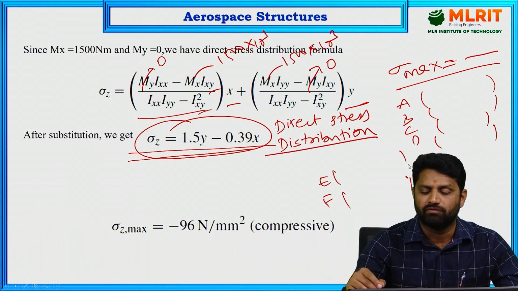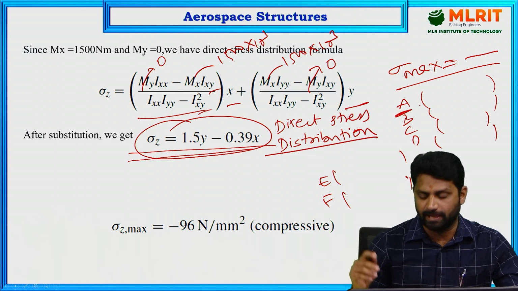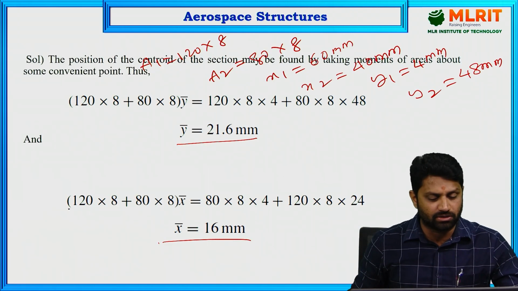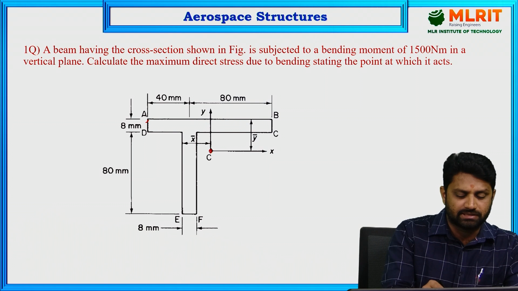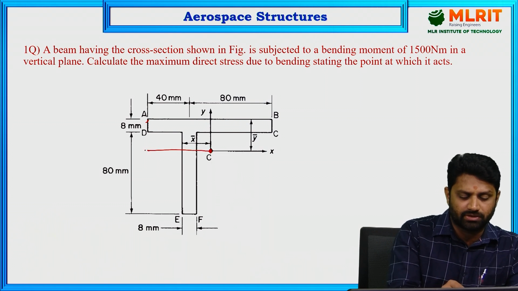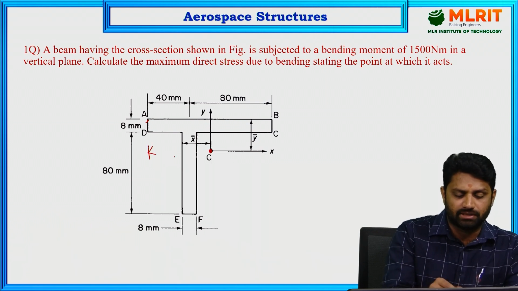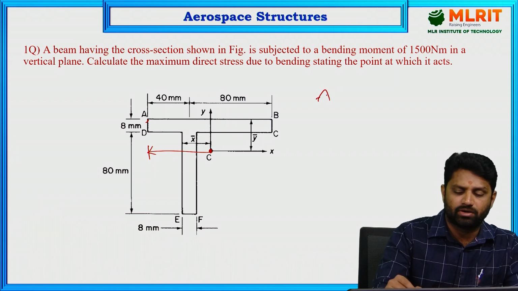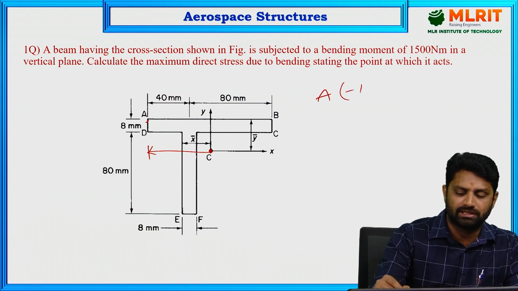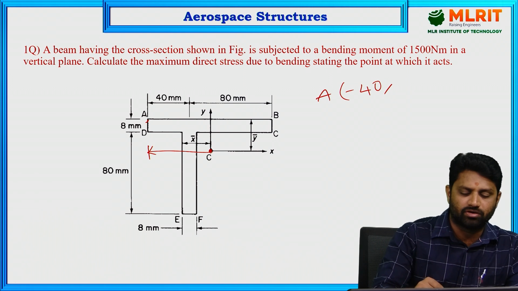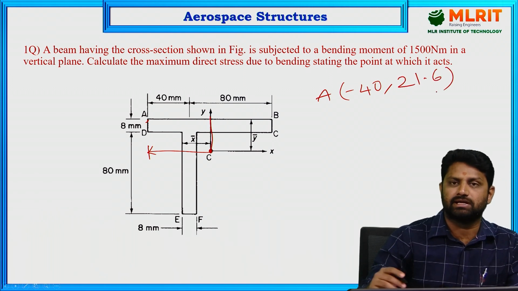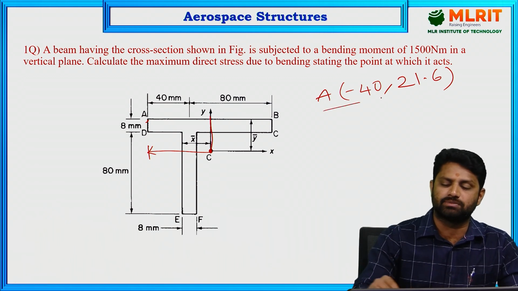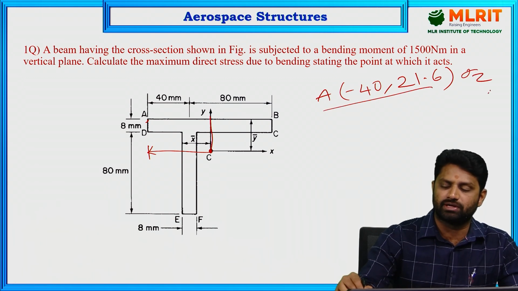So like that you have to iterate for all the points, and only one value will be the maximum. For example, let's look into the diagram and try to write the coordinates for point A. Point A is this one and the centroid is this one. The x coordinate is measured from here to here, which is usually minus. From the diagram you can see clearly it is minus 40, and its y coordinate is above, that is 21.6. Now take these coordinates of point A and substitute in the formula for sigma z, and you are going to get sigma z at A.